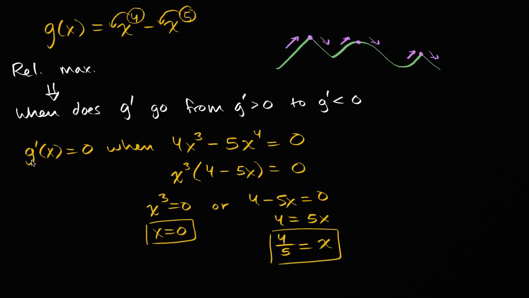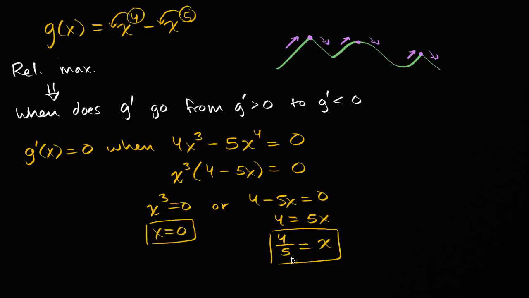Now, are there any places where our derivative is undefined? Well, our function right over here is just a straight up polynomial. Our derivative is another polynomial. It is defined for all real numbers. So these are our critical points, or we could even say critical values.